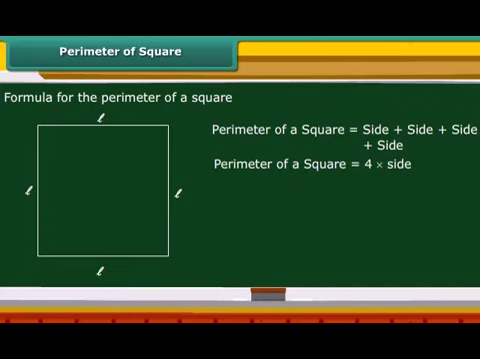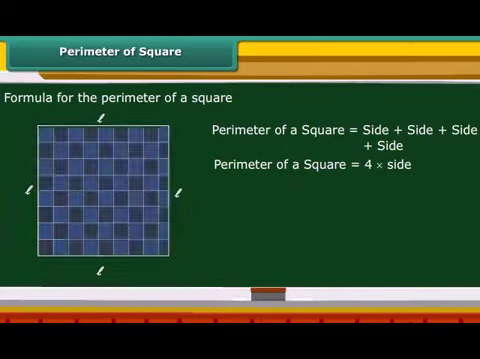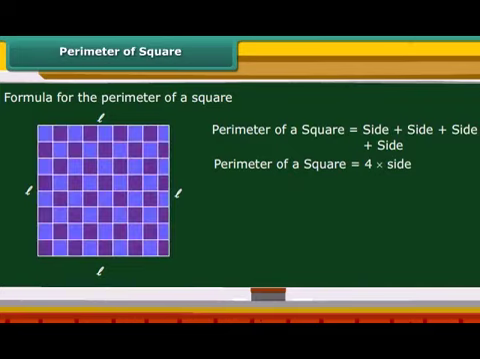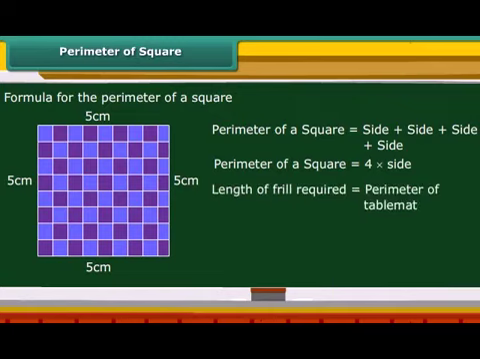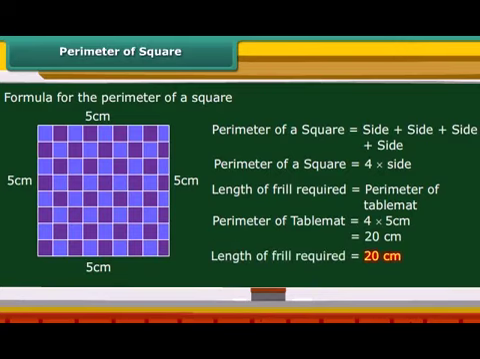Now you want to add frills to all sides of a square table mat, length of whose side is 5 centimeters. Calculate the length of the frill required. The length of the frill required is equal to the perimeter of the table mat. The perimeter of the table mat is 20 centimeters. Therefore, 20 centimeters long frill is required.